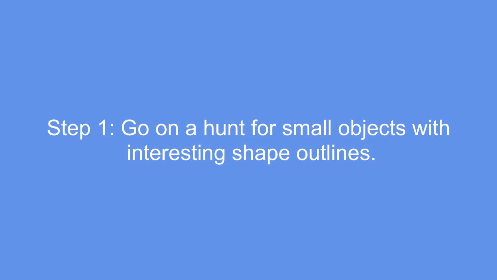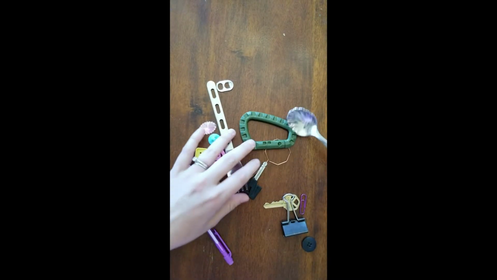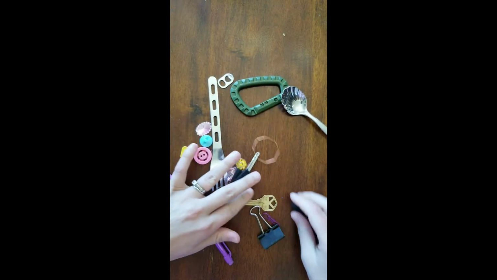So how are you going to make yours? You are going to go on a hunt for small objects with interesting shape outlines that can be repeated over and over in your radial symmetry design. You are going to be looking for basically anything that you can trace around that has a cool shape that you would like to see repeated over and over again.